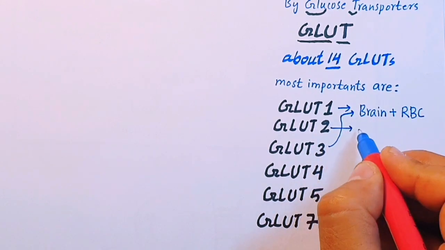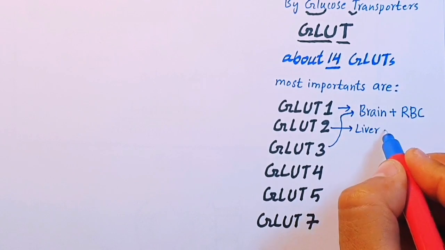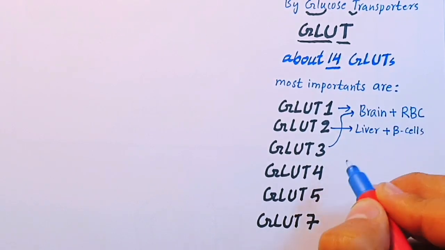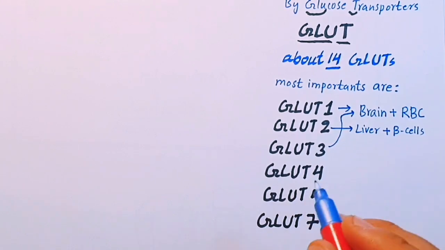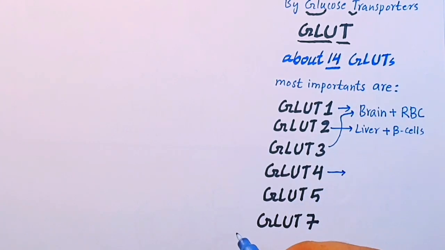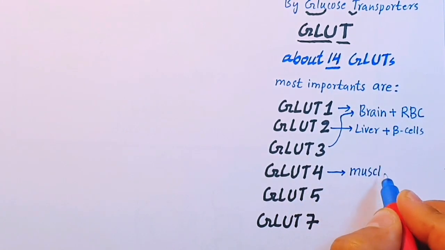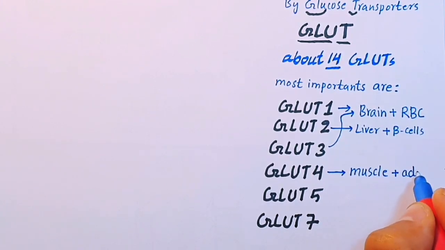The other one, GLUT2. As its number declares, GLUT2 means two-way transport, and it is especially present in the liver and beta cells of the pancreas. In this GLUT, glucose can enter freely into the cell and outside the cell. Another one, GLUT4, is especially present in muscle and adipose tissue. It is very important to know that GLUT4 is insulin dependent.